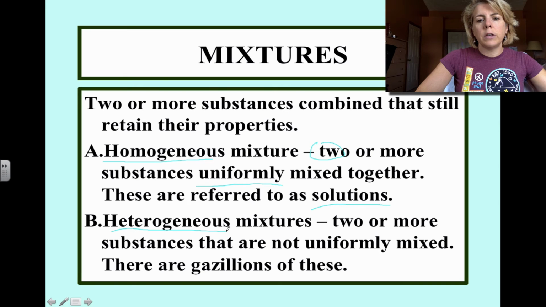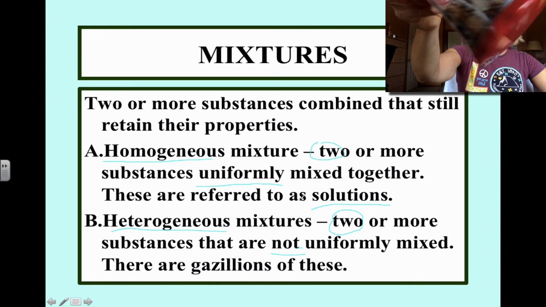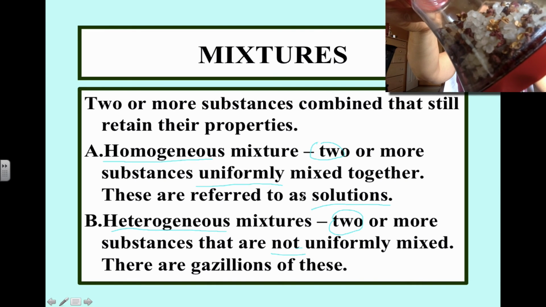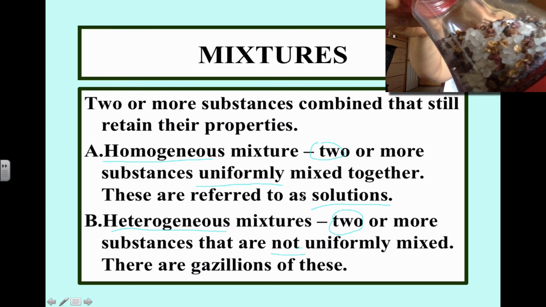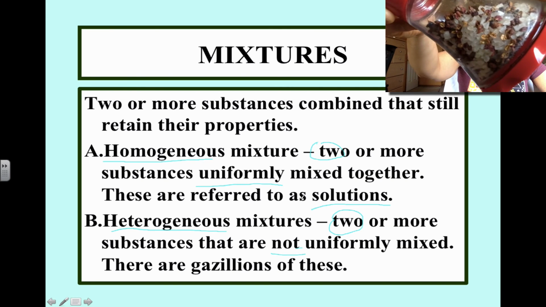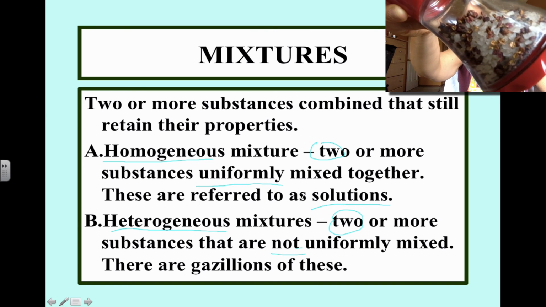Therefore, the heterogeneous, okay, it's 2 or more substances that are not uniformly mixed. So if I take a cross section of this Szechuan pepper, I'm going to find bits of salt and bits of Szechuan peppercorns. So it's not a uniform mixture, therefore it's heterogeneous.